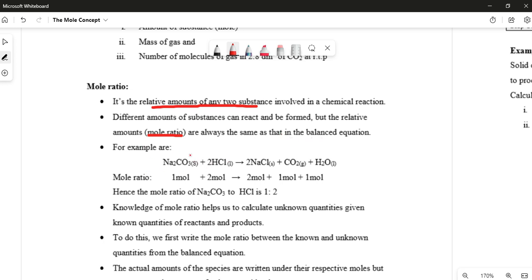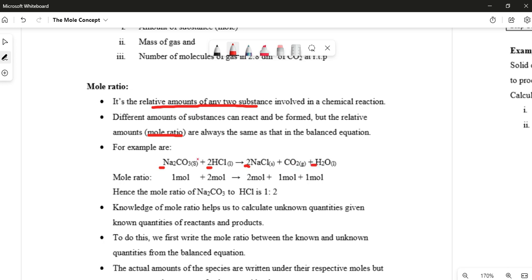So we have our balanced equation here, and for the mole ratio, we can look at the number of moles by looking at the number before the compound. So we have 2 over here, which means there are 2 moles of HCl, 2 moles of NaCl, 1 mole of Na2CO3, 1 mole of CO2, and 1 mole of H2O.